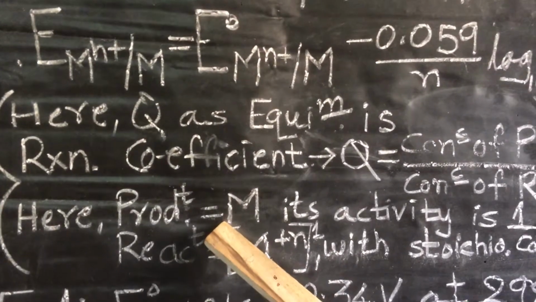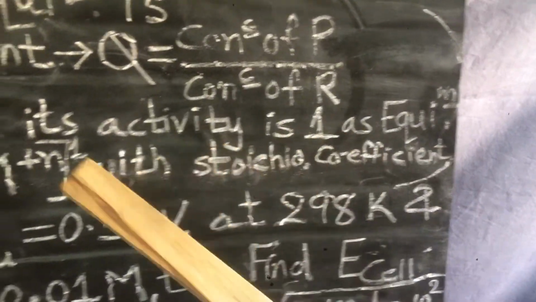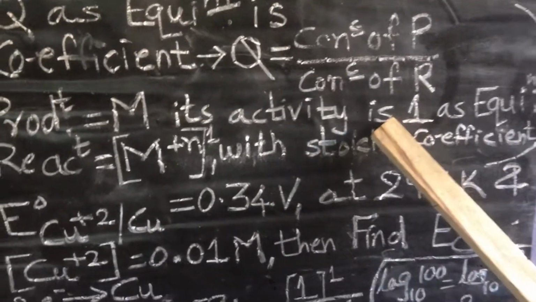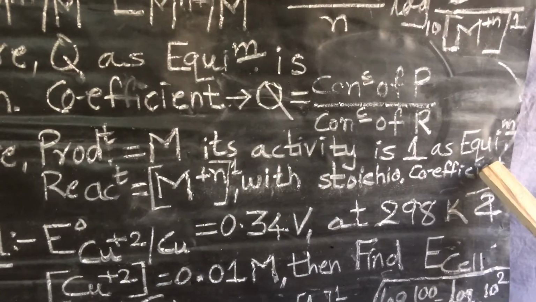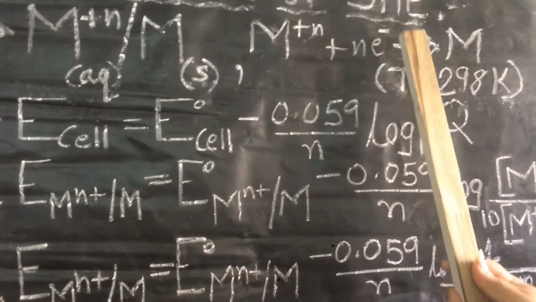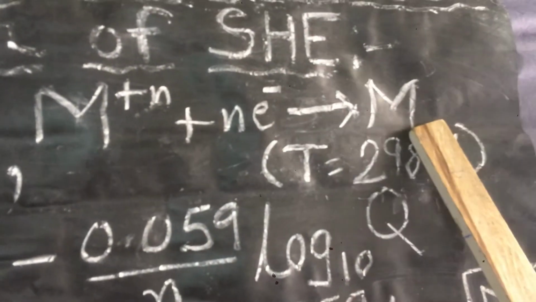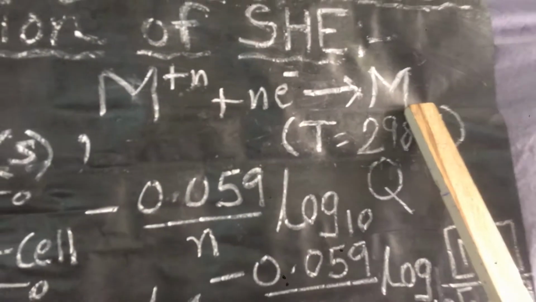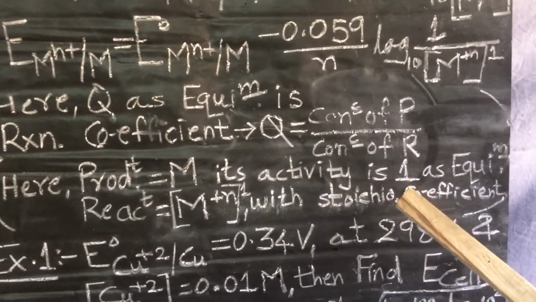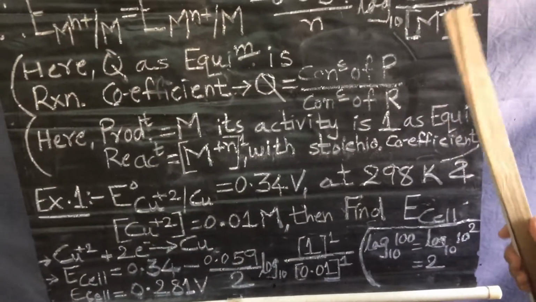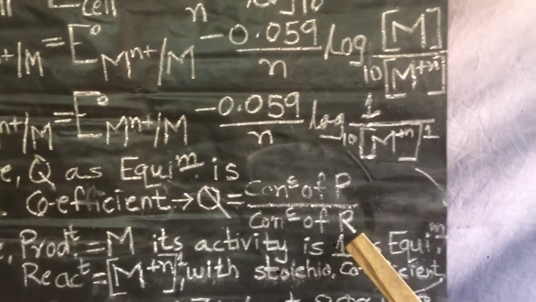M is considered as the metal, and metal is attained at equilibrium. So its activity is considered unity as per the equilibrium, because metal is attained after accepting all the electrons, and it has attained its metallic property. So M has activity 1, and here you see M plus n, that is the concentration of the reactant.